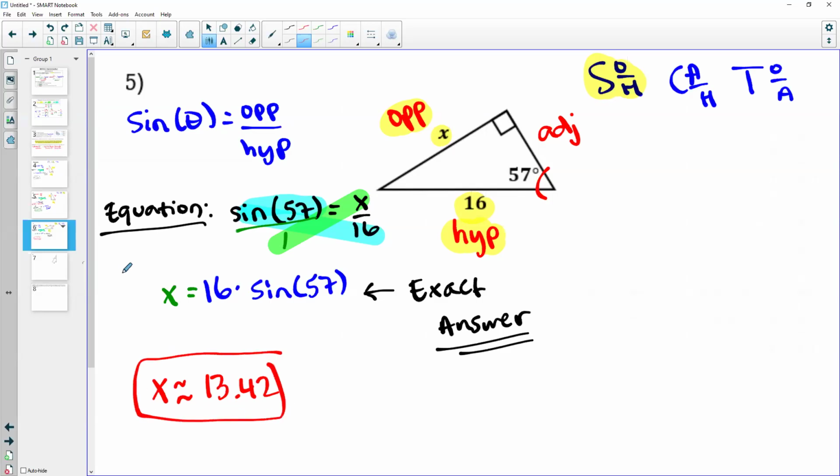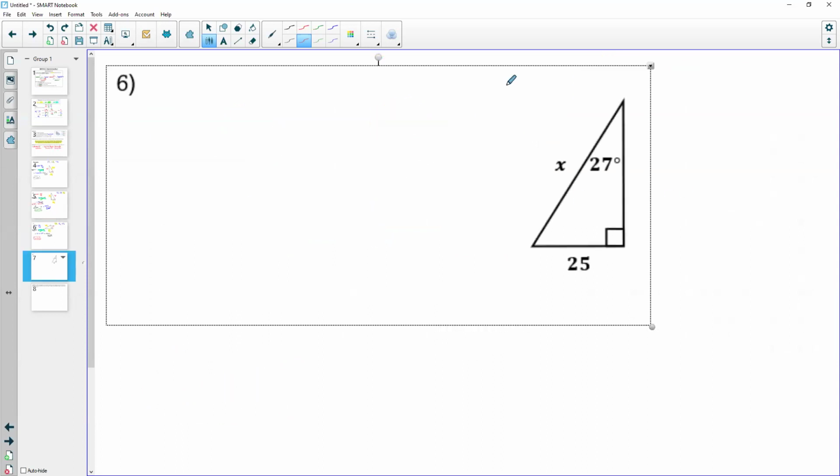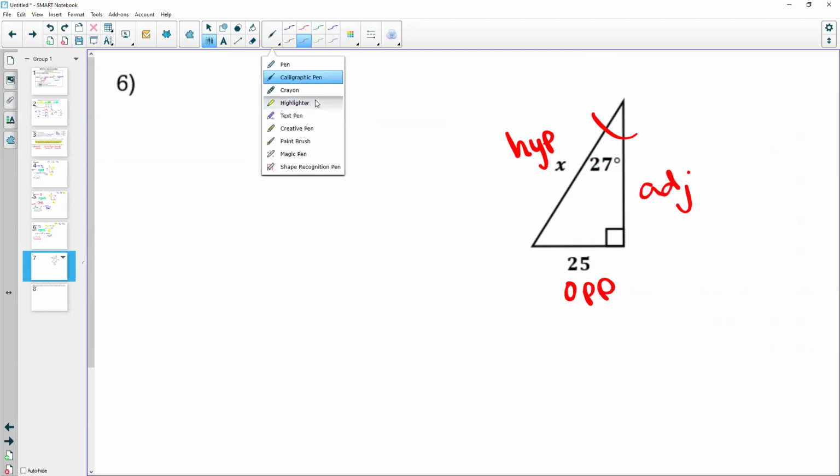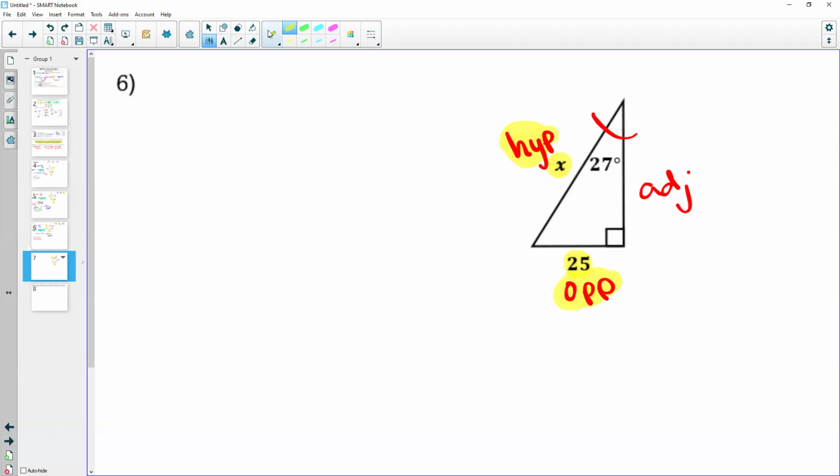Okay. Two more examples, and then we'll wrap up the notes here. So next, we're looking at this one. Now we're looking at an angle of perspective of 27. So step number one, label your angle of perspective. Step number two is label your sides. This is your hypotenuse. This is your opposite. This is your adjacent. If we highlight what we are given here, we're given the hypotenuse and the opposite.